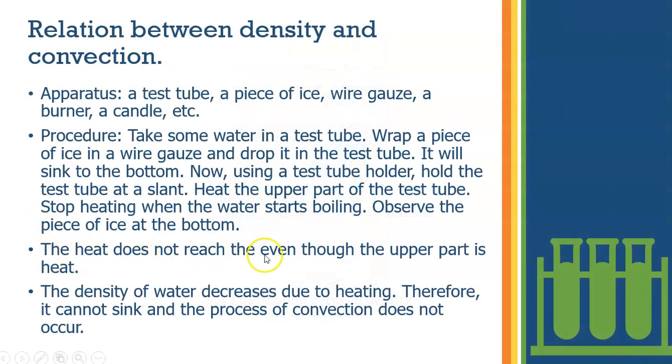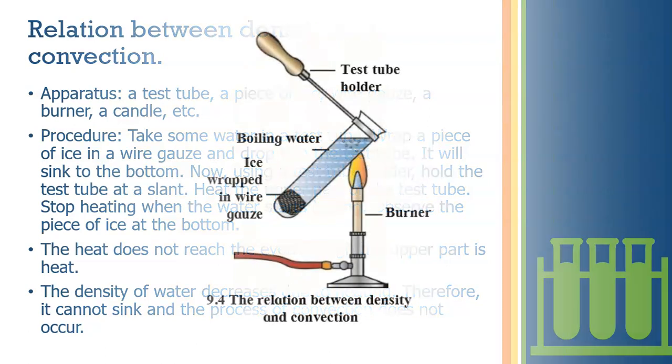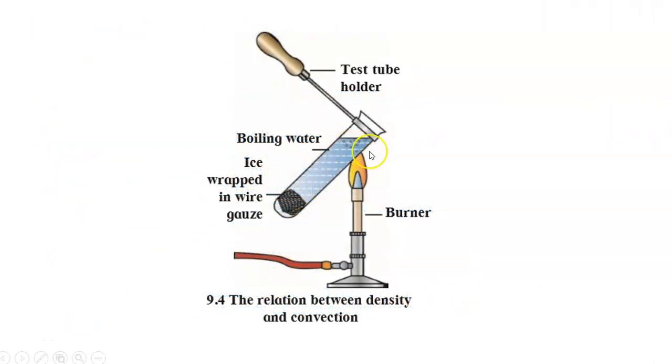So the heat does not reach the ice even though the upper part is heated. The density of water decreases due to heating. Therefore, it cannot sink and the process of convection does not occur. Now what happens is, since we are heating the upper part, the heat does not reach this particular ice, and the ice does not melt, it stays as it is. This tells us that convection does not take place in this particular part.